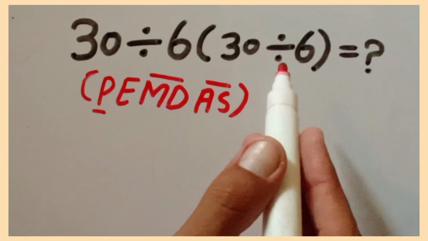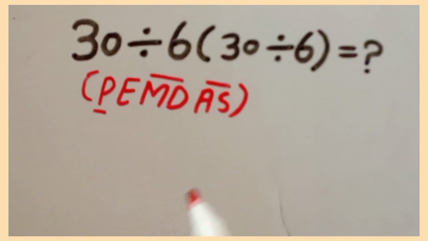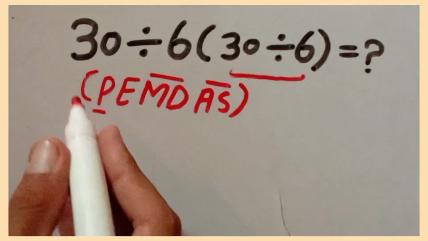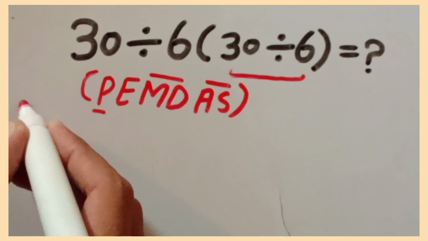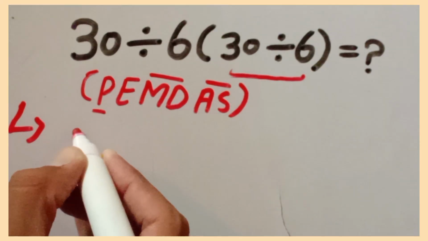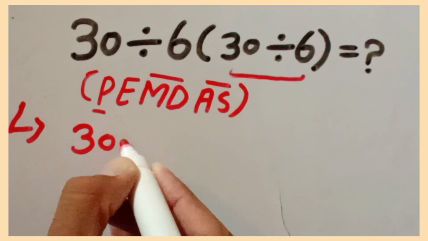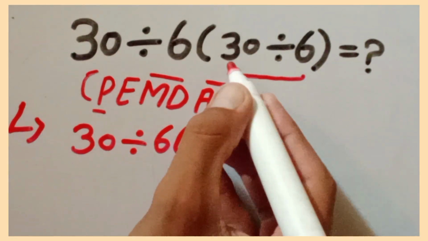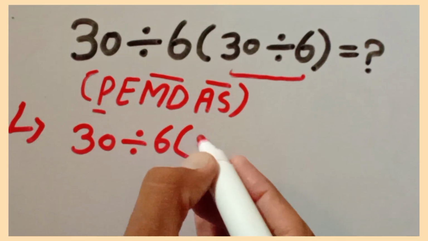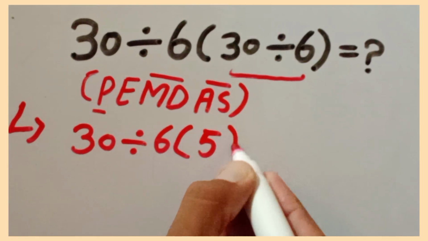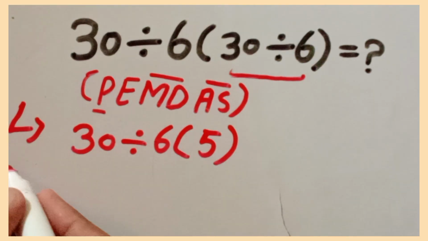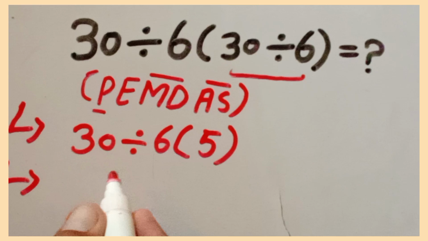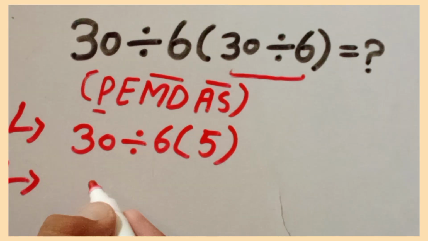Okay, so let's start this expression. Firstly, we can solve this using PEDMAS. So I can write here in the first step, 30 divided by 6 (30 divided by 6), which is equal to 5. Okay students, now in the next step, 30 divided by 6 which is equal to 5.